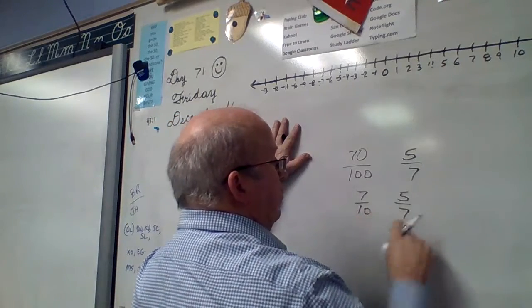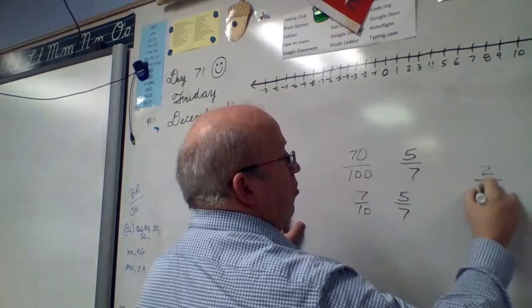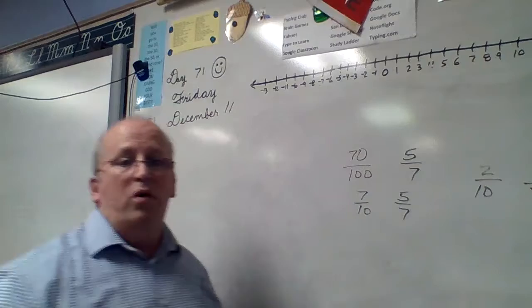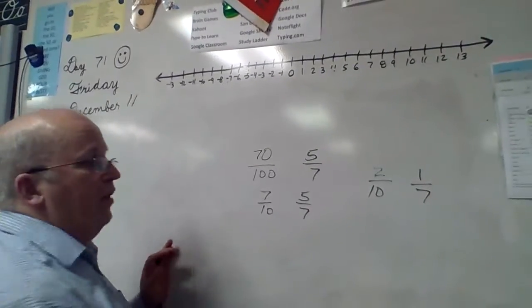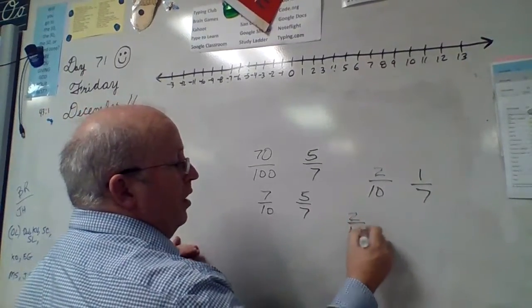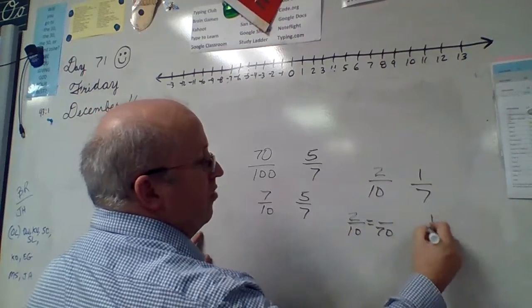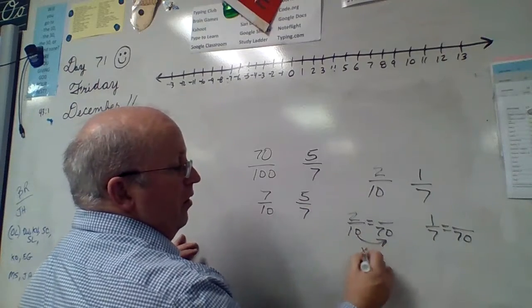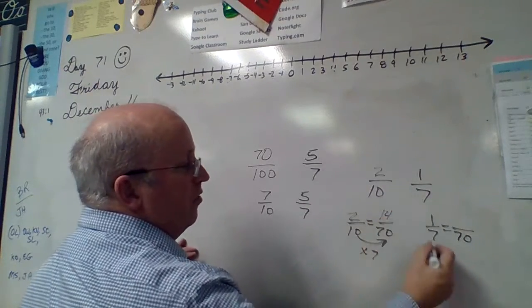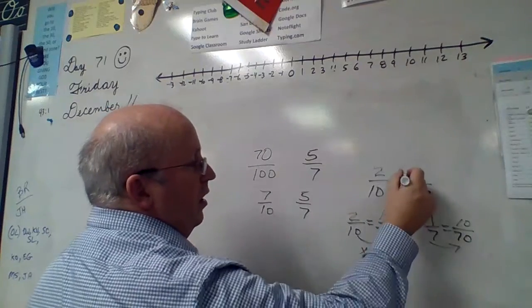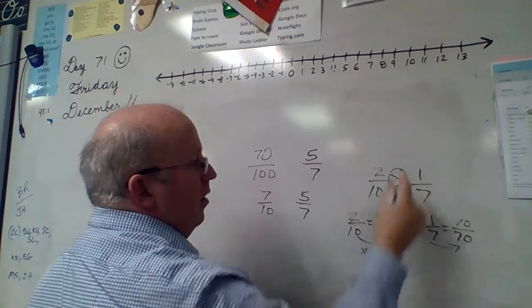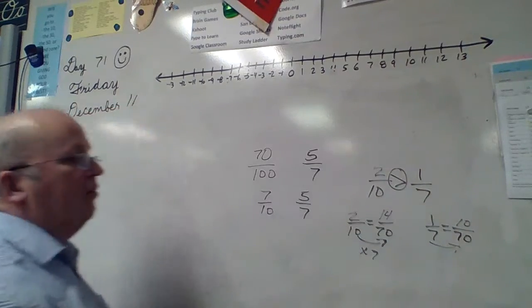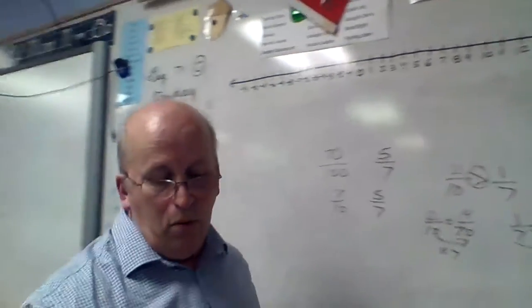But what if instead of 7/10 and 5/7, it said 2/10 and say 1/7, and they wanted to know which one was bigger? Well, if that were the case, I'd change them both into fractions that have 70 as the denominator. This is a pattern of multiplying by 7, and this is a pattern of multiplying by 10. And you would find that 14 is bigger than 10. I'm changing them so that they have common denominators, and that's the way I'd handle number 1.